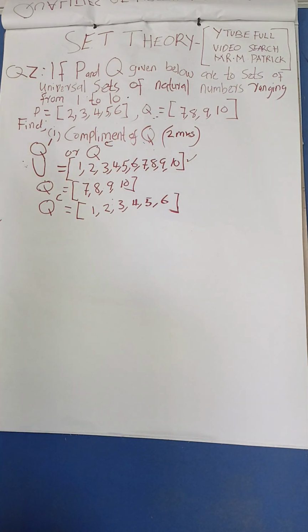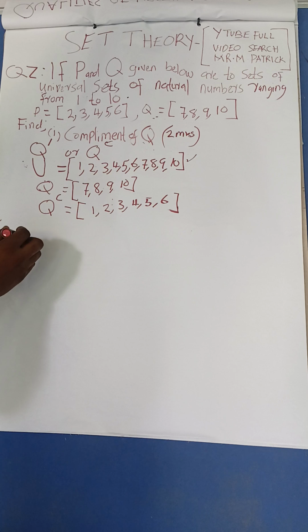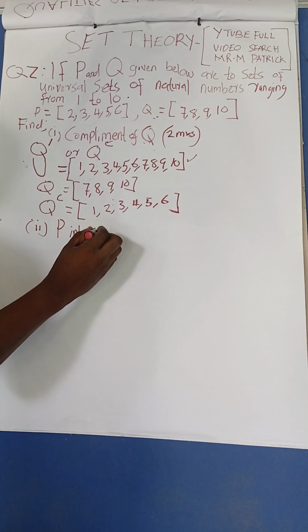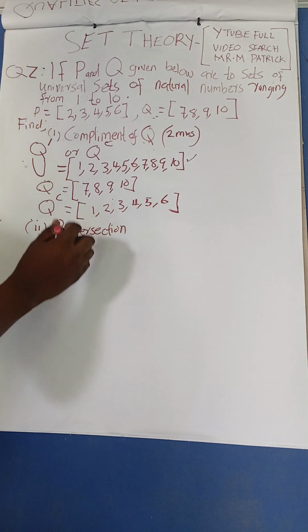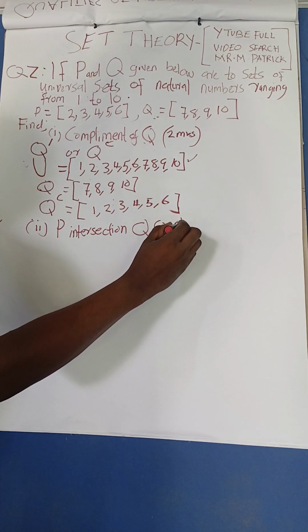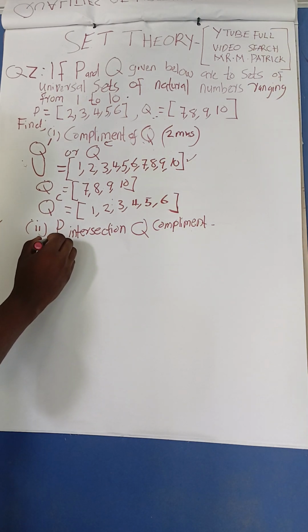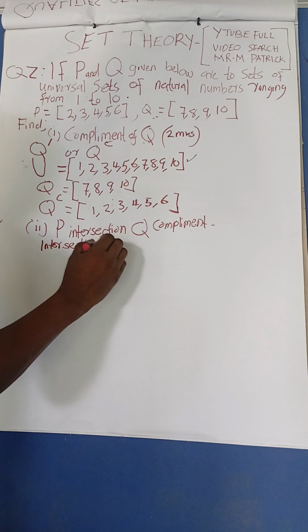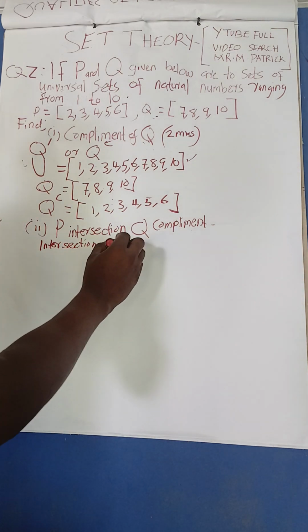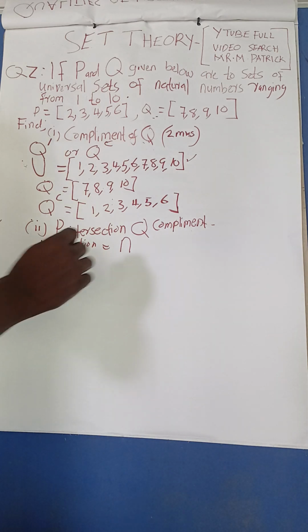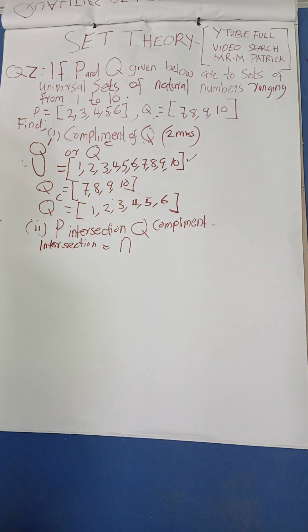Good. Let us find another thing there. We have been told P intersection Q complement. Already Q complement we have. So part B, 2, we are being told to find P intersection Q complement. And we know very well intersection is denoted by the opposite of the universal set sign, a sign going downwards, like an N. That one will show it is intersection.